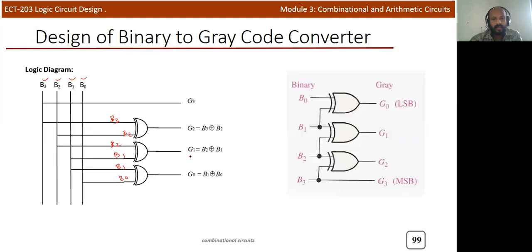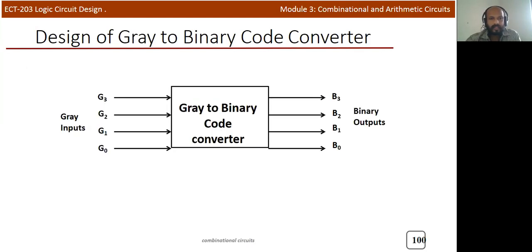The same diagram can be implemented in a different way. Here B0, B1, B2, B3 are indicated, and first G0 is B0 XOR B1. Exactly the same thing, and in some textbooks they follow this kind of circuit. Here it is B1 XOR B2, next B2 XOR B3, and B3 and G3 are the same. So this is the MSB and this is the LSB. This is a binary to gray code converter.